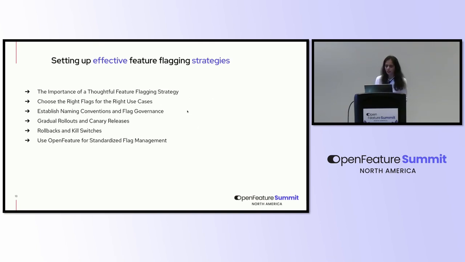Let's see now how we can set up effective flagging strategies. There are a few I can highlight. The first is the importance of a thoughtful feature flagging strategy. Feature flags can quickly add value, but to leverage them fully, teams need a well-defined strategy. A good strategy establishes guidelines for creating, managing, and retiring flags, which ensures that they add clarity rather than complexity to the QA systems.